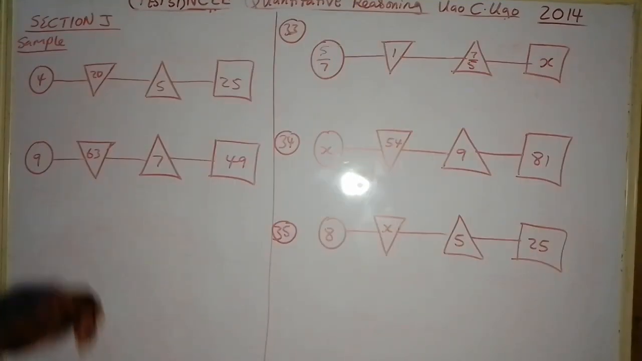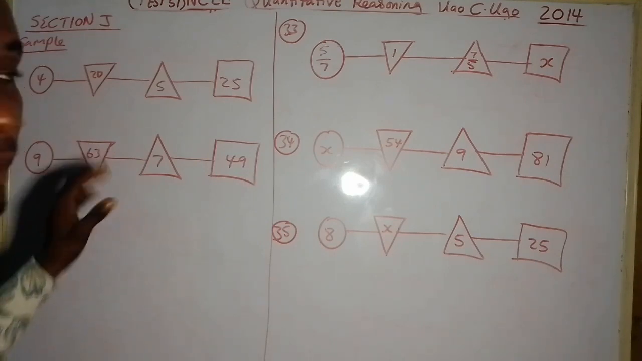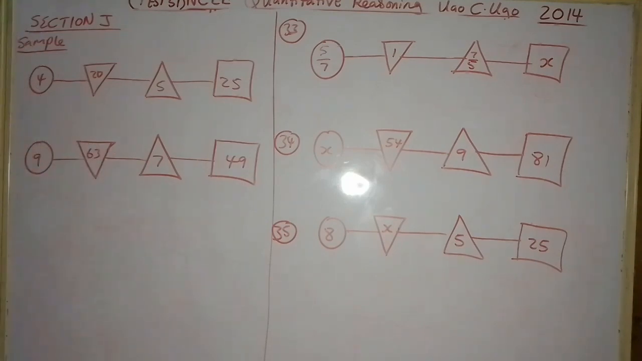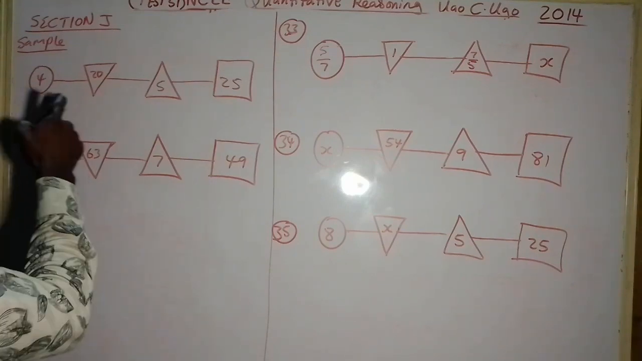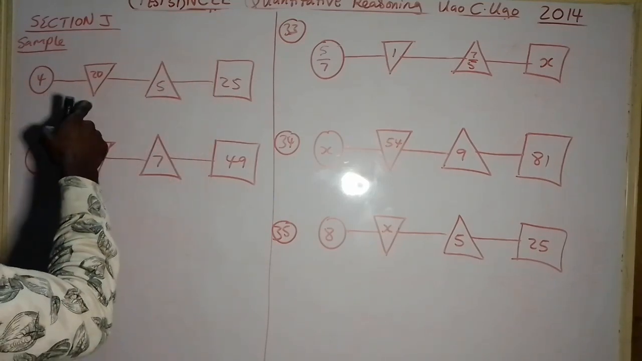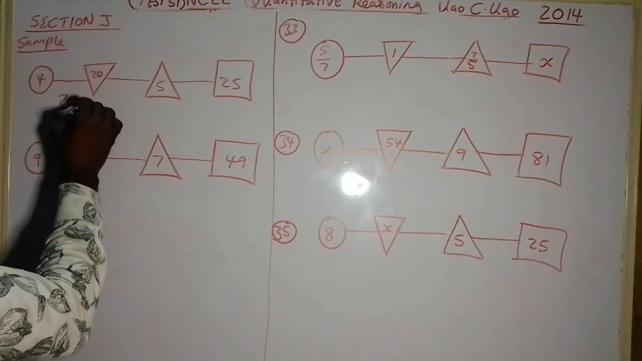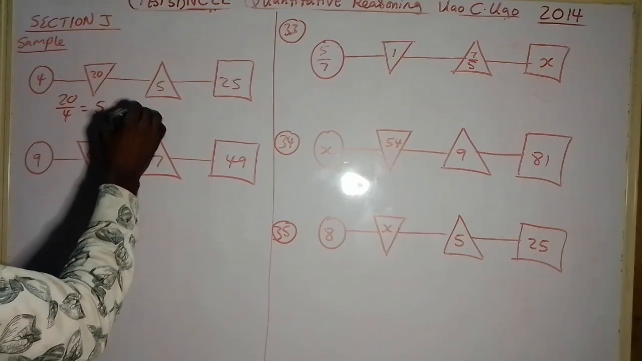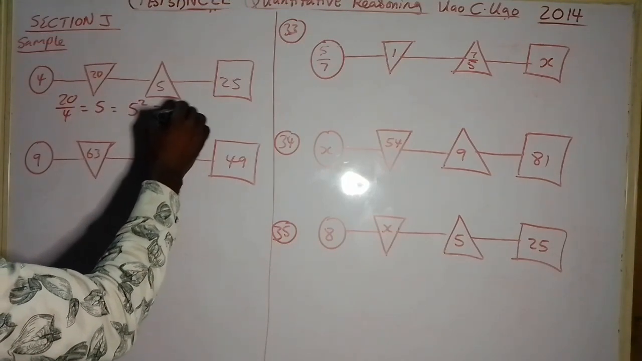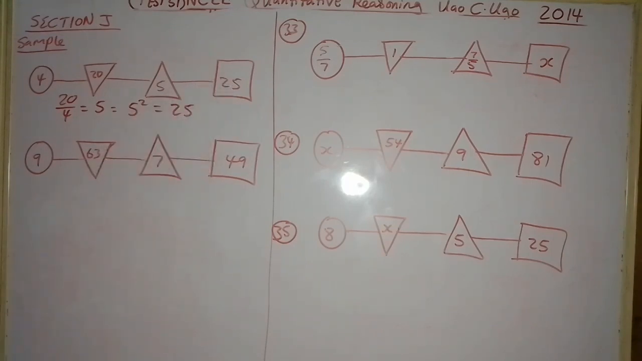Now, I want you to take a look at this question and try your own method. Okay, now let's try this method as well. To get the numbers here, here, and here, what do we need to do? You say 20 divided by 4 is going to give you 5. So the square of 5 is 25. That's how you get the number here.